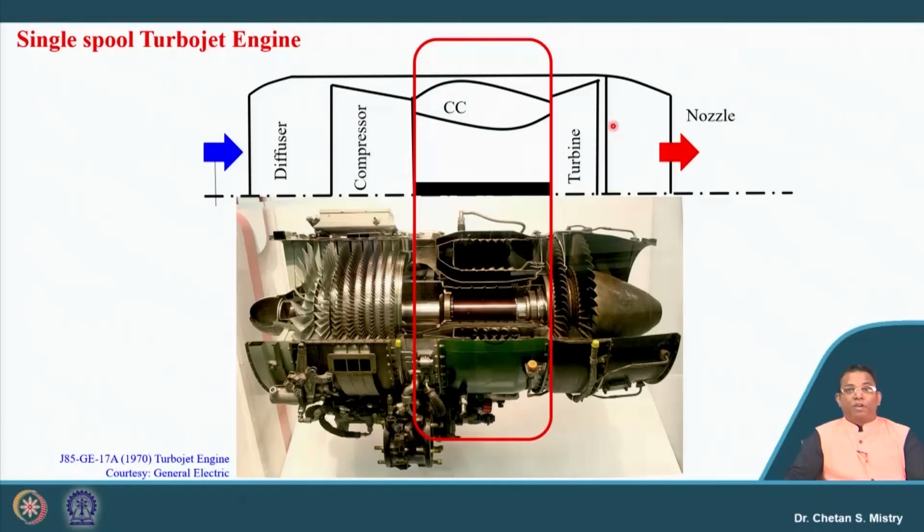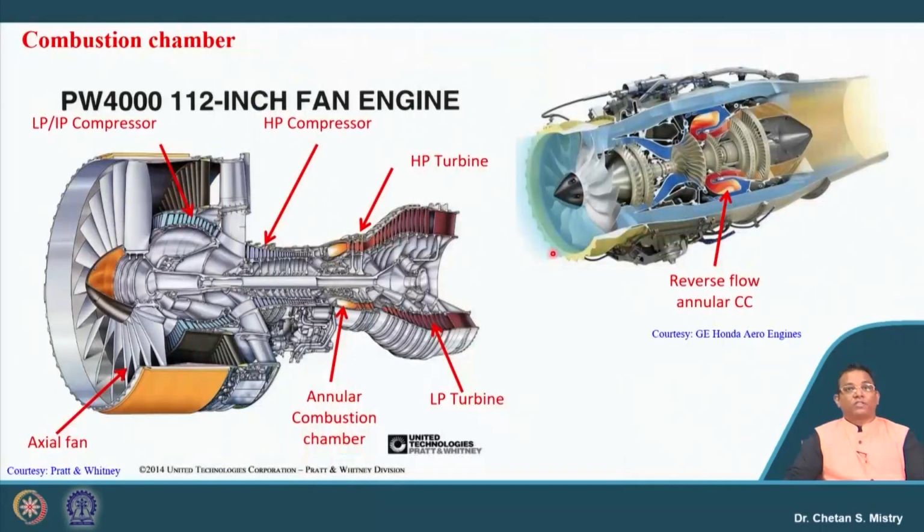This combustion chamber is a stationary device which connects my axial flow compressor with the axial flow turbine, and this component is of great use. Now let us look at what its use is. Here it is representing this Pratt & Whitney high bypass ratio engine, where the high pressure compressor is connected with the high pressure turbine using this combustion chamber.